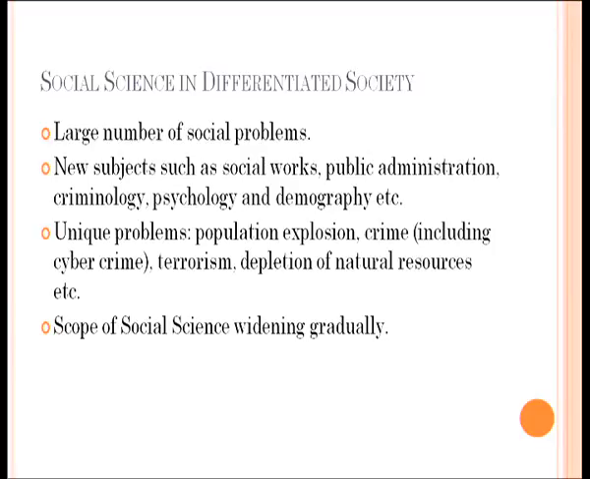Now, in a differentiated society, there are a large number of social problems as we have seen. This has led to the emergence of a number of new social science subjects such as social work, public administration, criminology, psychology, demography, etc. Our society is facing unique problems like population explosion, as I told you, the most serious problem. Then there are crimes which were never heard of before, like cybercrime, terrorism, depletion of natural resources. So, today the scope of social sciences has gradually increased and is increasing.